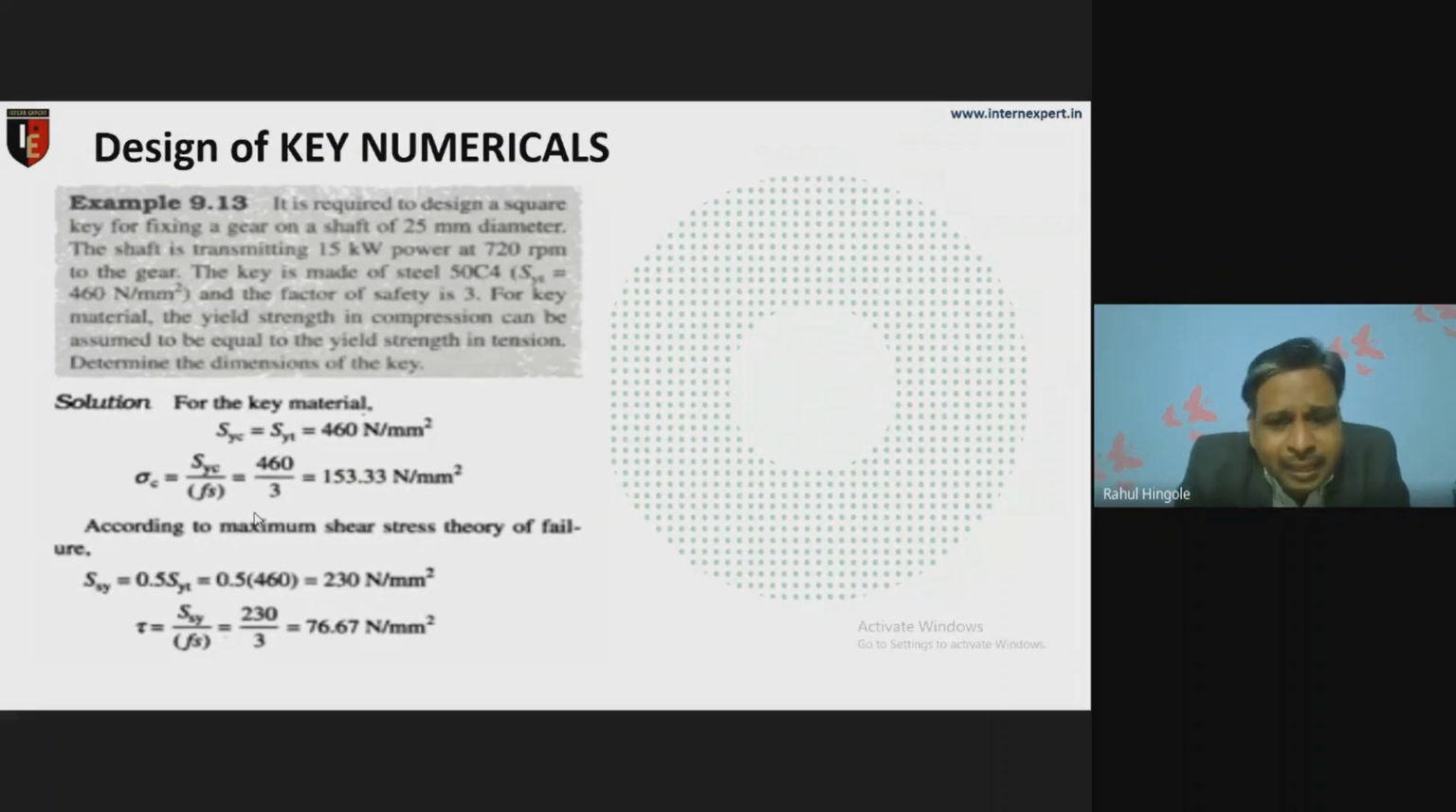So what they are telling here is to find out the dimensions of the key. What are the dimensions of the key? B, W, L. These are the dimensions of the key. How to find them out?